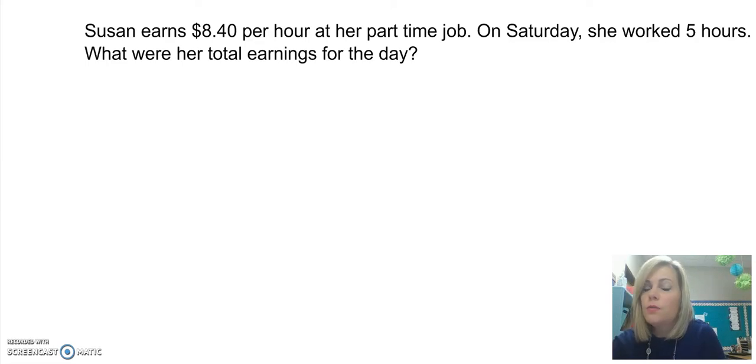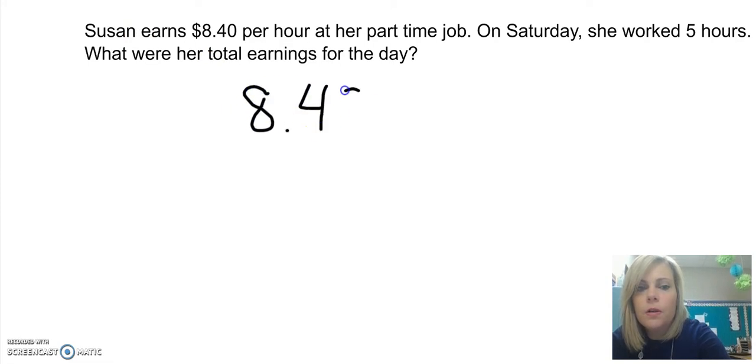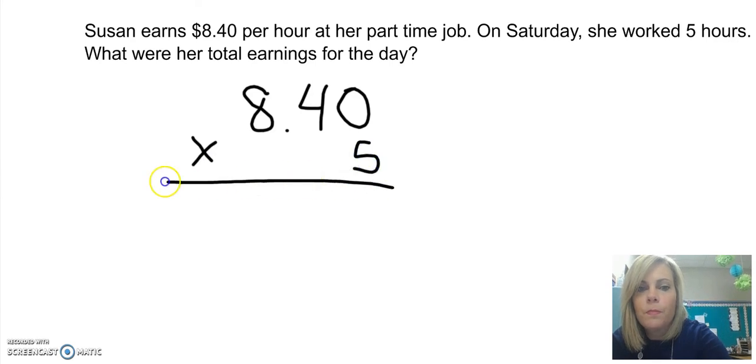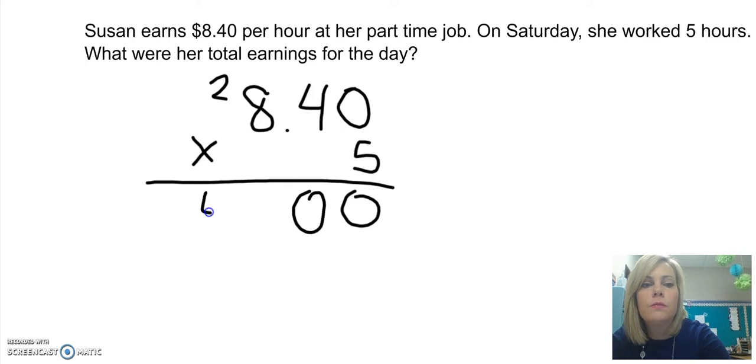She has $8.40 1 hour, $8.40 2 hours. So she's getting an extra $8.40 each hour. So that shows me that I need to multiply. So $8.40 times 5. All right, 5 times 0 is 0. 5 times 4 is 20. 5 times 8 is 40, plus 2 is 42.